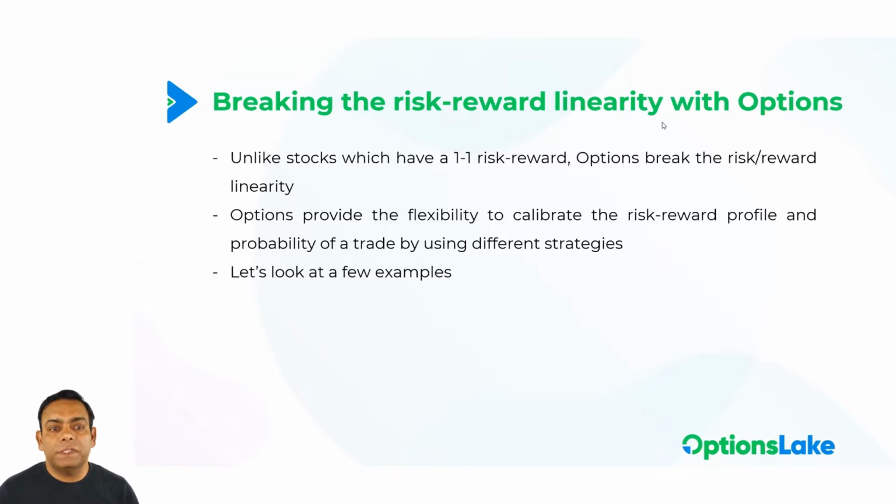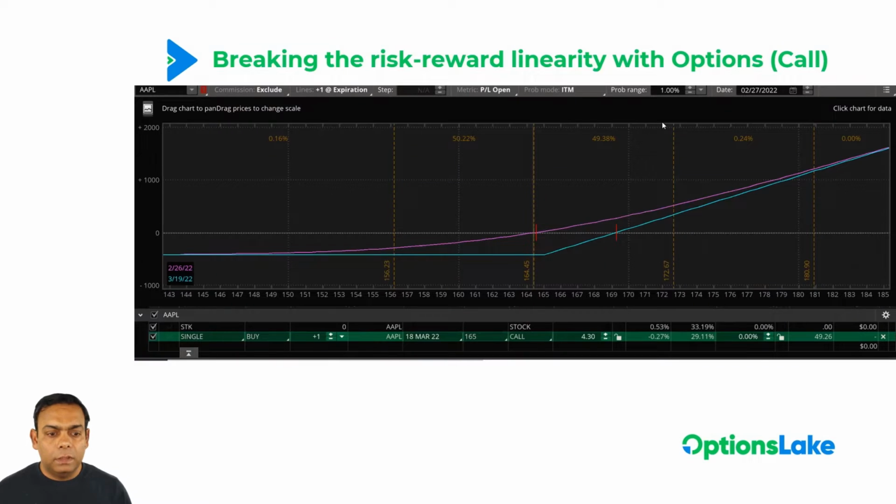Most of us are very familiar with stock trading, and typically stock is all about one-to-one risk reward, a very linear equation. If you're trading a stock, if stock makes $1, you make $1. If stock loses $1, you lose $1, right? It's as simple as that. But options actually break the risk reward linearity. Options provide the flexibility to calibrate the risk reward and the probability of a trade by using different strategies. And we are going to elaborate on this point in the next few slides with several examples.